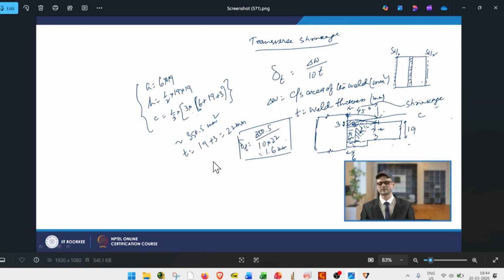Similarly, for the transverse shrinking, we can find the amount of transverse shrinking by delta W by 10T. Here delta W is the cross-sectional area of the weld material, and T is the welding thickness.